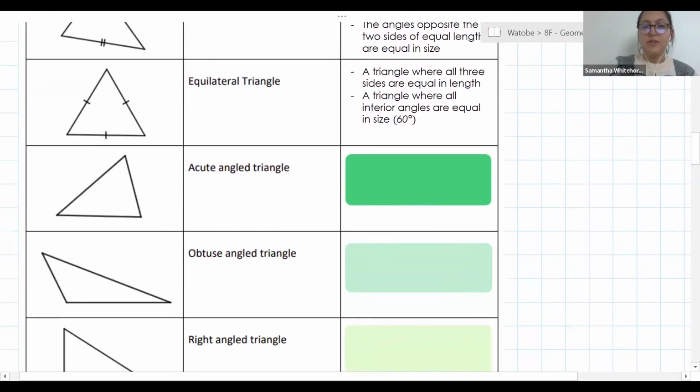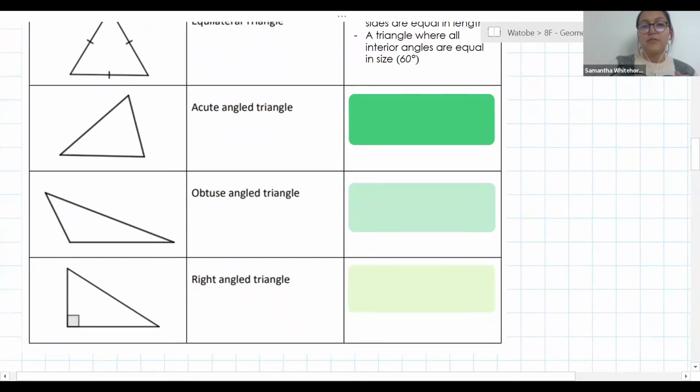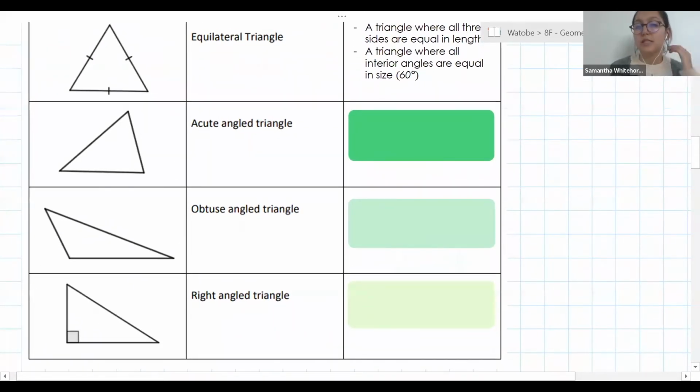So if we now have a look at a slightly different way of categorizing our triangles, we can look specifically at their angles. I don't know how many of you will know this because these aren't very common, but please by all means give it a try. Can anyone tell me what an acute angled triangle would be? And you can pop it in the chat.